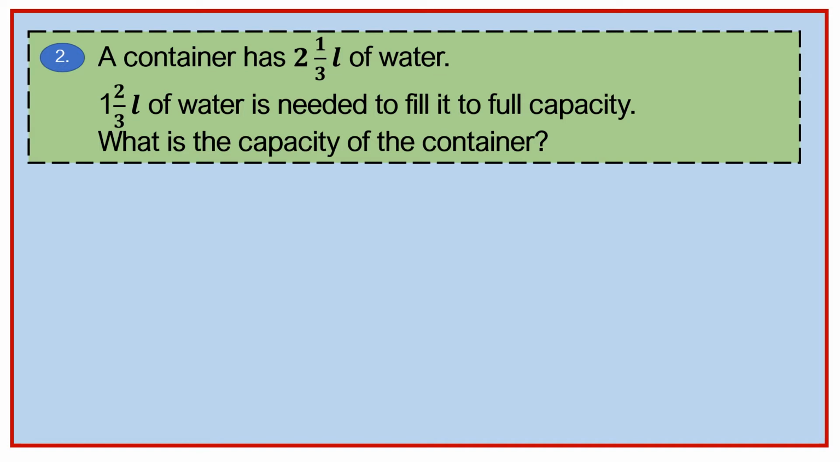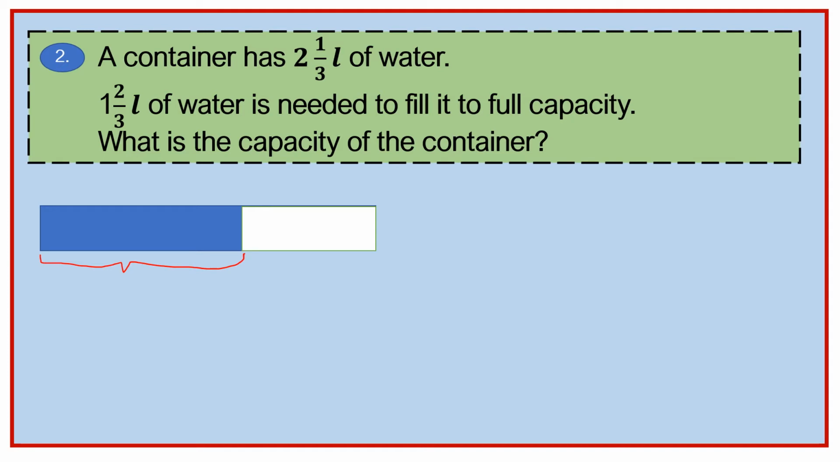Now, students, assume that this is our container. This part is 2 and 1 out of 3 liters. This is water. Okay? But we need this part, which is 1 and 2 out of 3 liters, to make sure that the whole container is full.